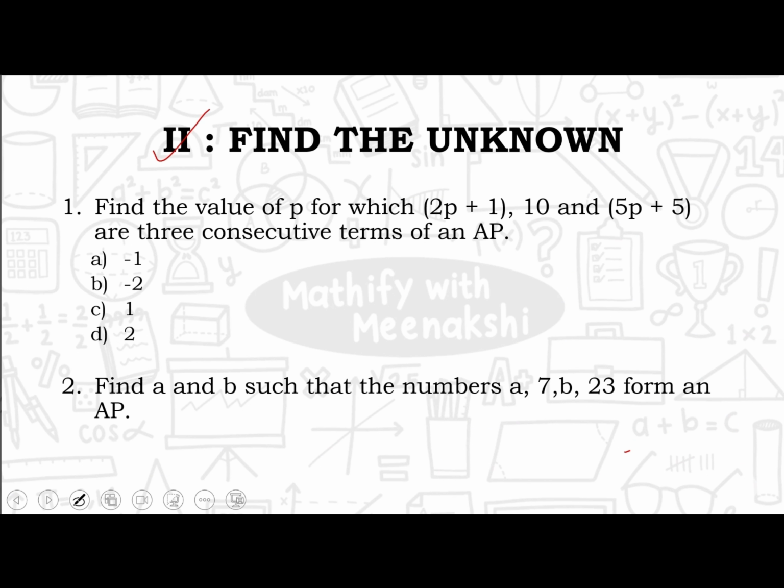Find the unknown. Under this topic, I have written two questions for you. First, find the value of p for which 2p plus 1, 10, and 5p plus 5 are three consecutive terms of an AP. For this, you have to use this formula: if A, B, and C are three consecutive terms of an AP, then twice the middle term is equal to the sum of extremes.